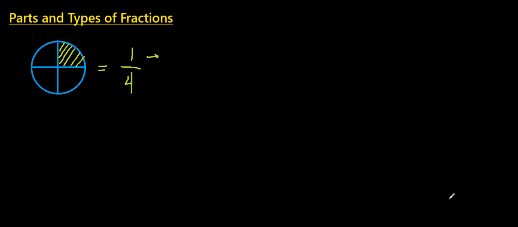The number at the upper portion of the fraction is called the numerator. This is called the fraction bar. And the number below is called the denominator.